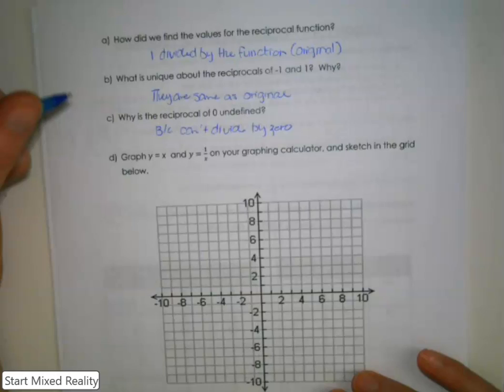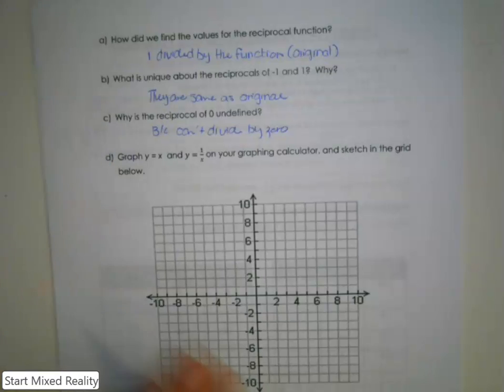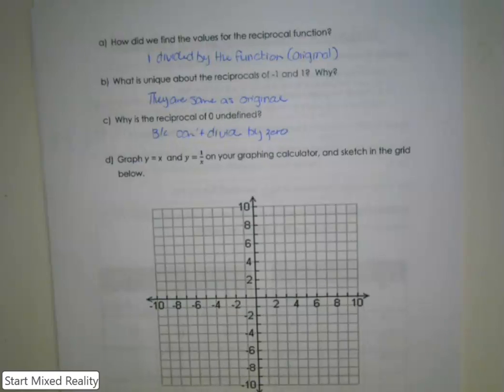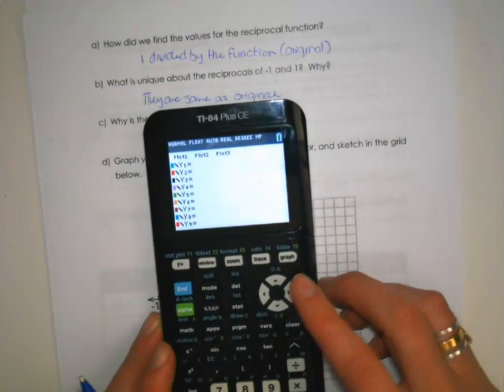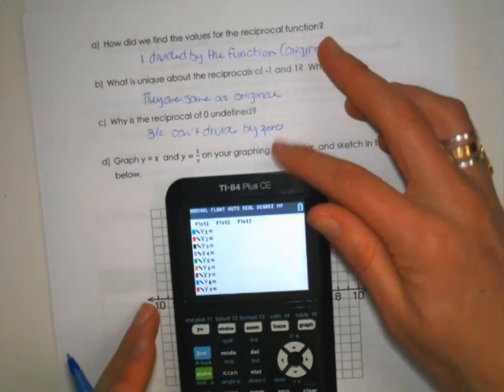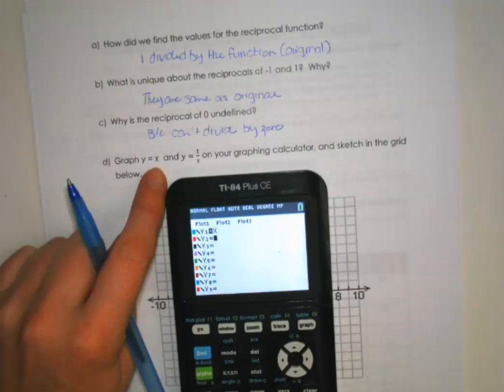Okay. In the next part, it says graph y equals x and y equals 1 over x on your graphing calculator and sketch in the grid below. So basically, we want to go to our graphing calculator and put in our two different values for y. For our first one, we just put in y equals x, and then we want the reciprocal, which is going to be 1 divided by x.